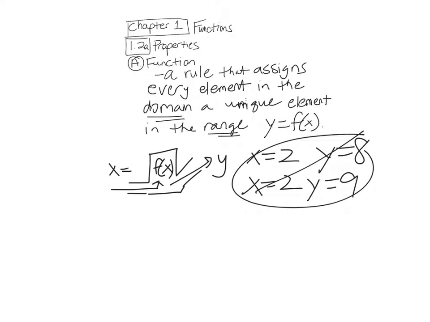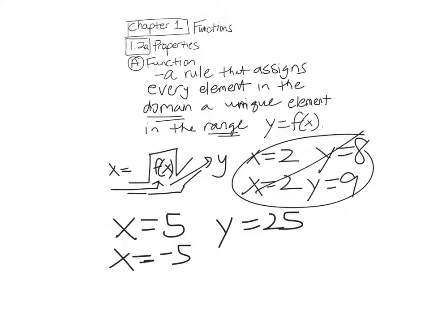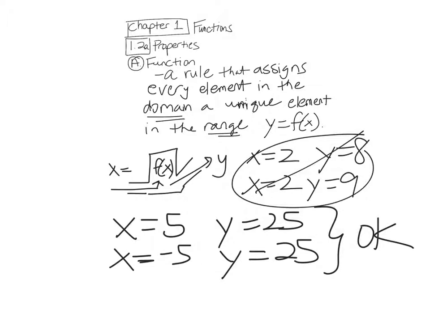Now, if I plug in x equals 5, and I get y is 25, and then I plug in x equals negative 5, and I get y equals 25. That's okay, though. See, 5 went in, it was only one thing that came out. Negative 5 went in, it was also only one thing that came out. Those things were equal to each other, but it doesn't matter. That might be the squaring function, right? Inside the machine, it squares everything.